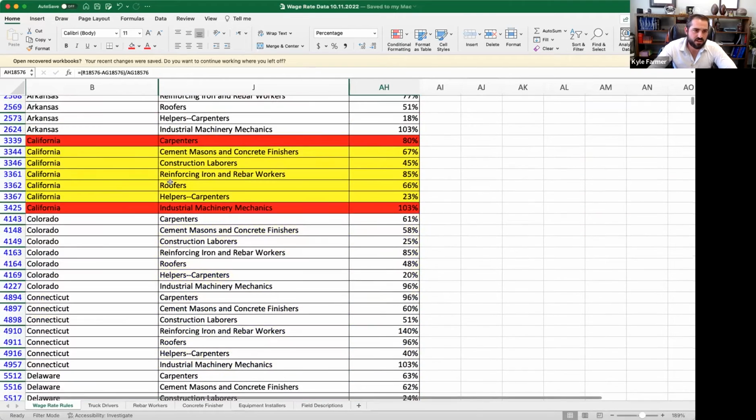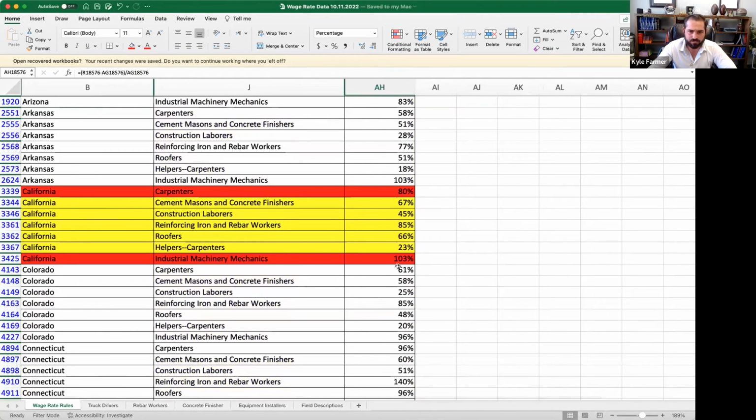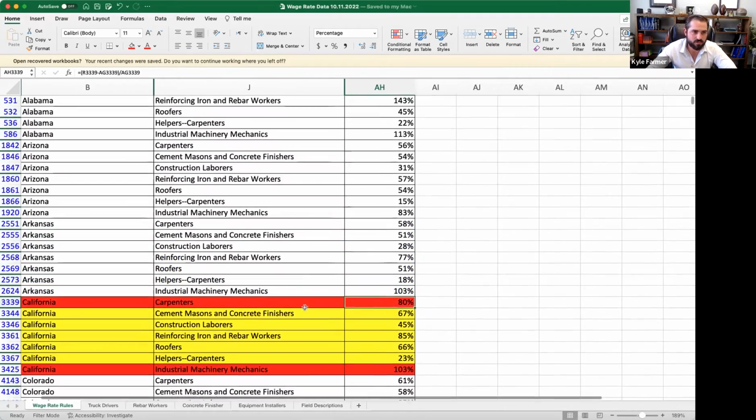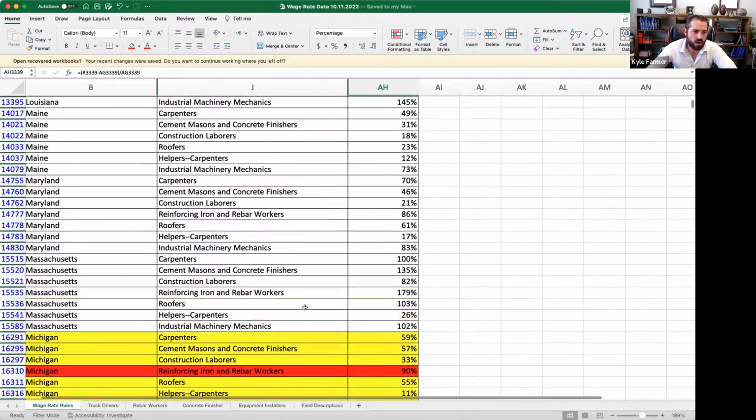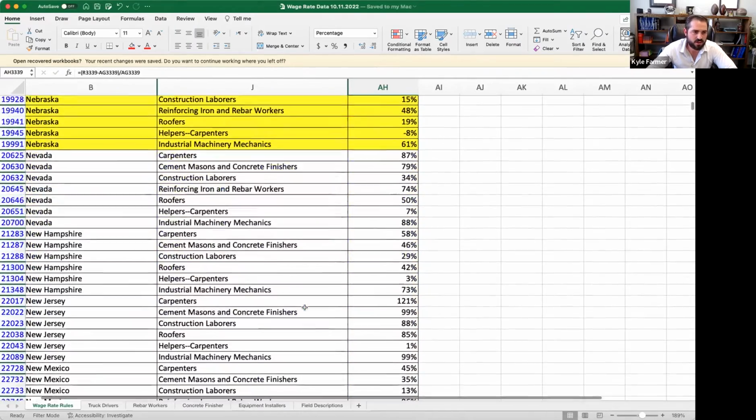California and Washington. California, equipment installers 103%, concrete workers 85%, carpenters 80%. And California already has high wage rates. Same thing with Washington. Washington already has high wage rates.